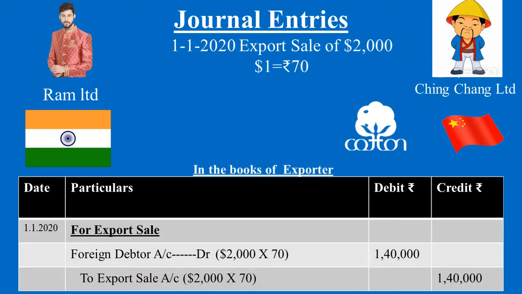The entry for this transaction is foreign debtor account debit to export sale. Now for Ram Limited, this export sale is income, so we have to credit export sale. Who is the receiver of the benefit? The foreign debtor is the receiver of the benefit. So foreign debtor account debit to export sale. This is the entry for export sale in the books of exporter.